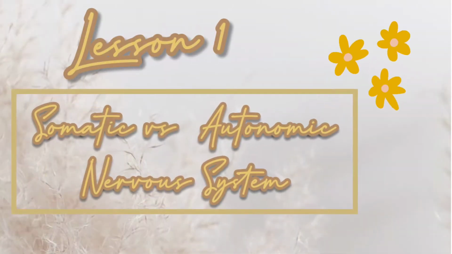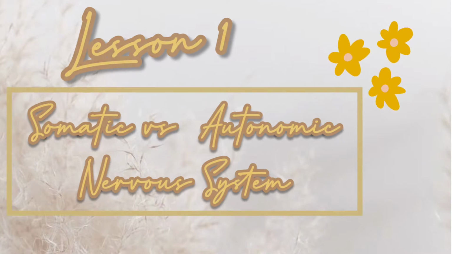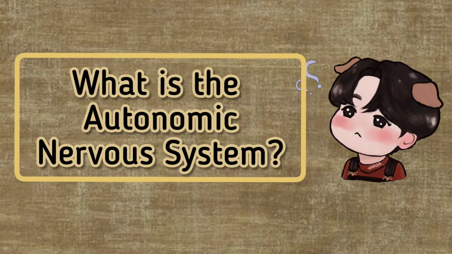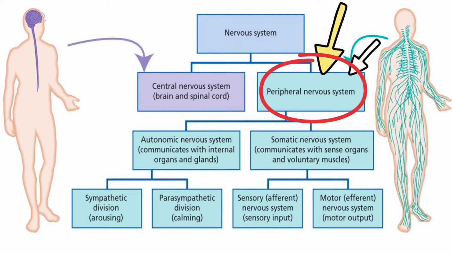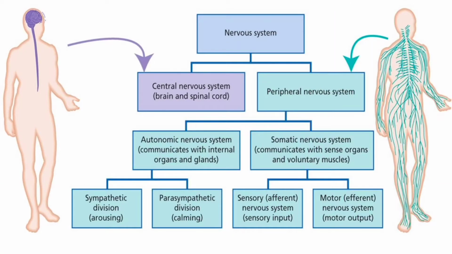1. Comparing the somatic versus autonomic nervous system. So what exactly is the autonomic nervous system? Well, from previous discussions, we know that the peripheral nervous system has two parts. You have your autonomic nervous system and your somatic nervous system.